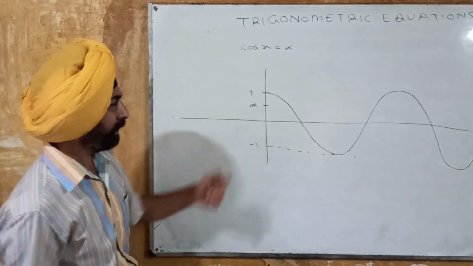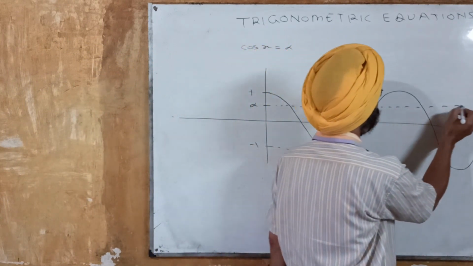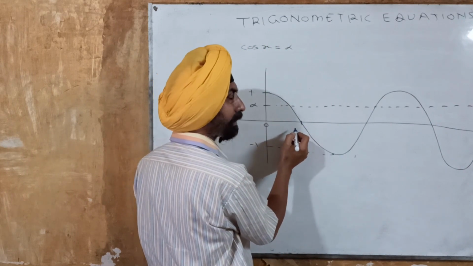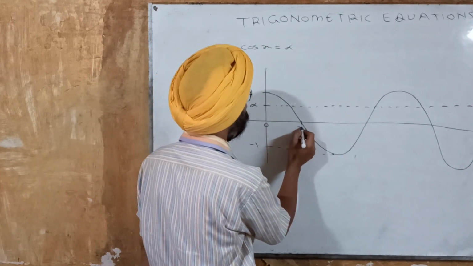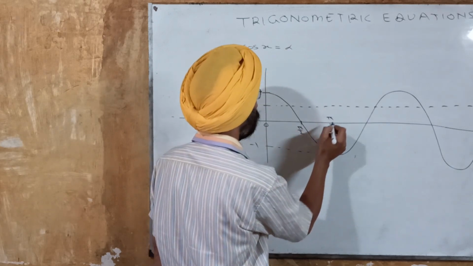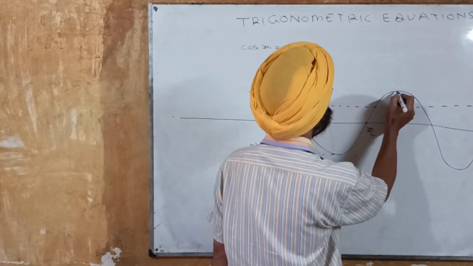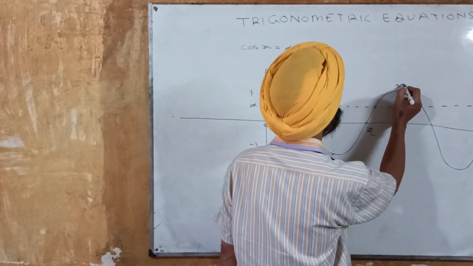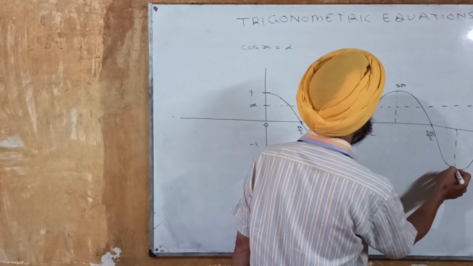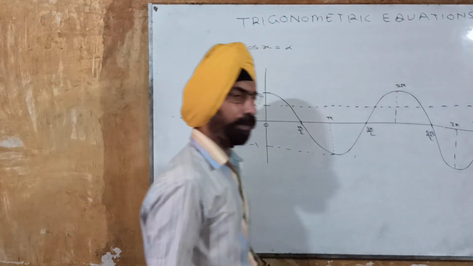So alpha is here, the line y is equal to alpha. Now look at how it is behaving. This is your 0, this point is pi by 2, this point is pi, here it is 3 pi by 2, then it is 2 pi, then it is 5 pi by 2, then it is 3 pi, then it is 7 pi by 2, and so on.